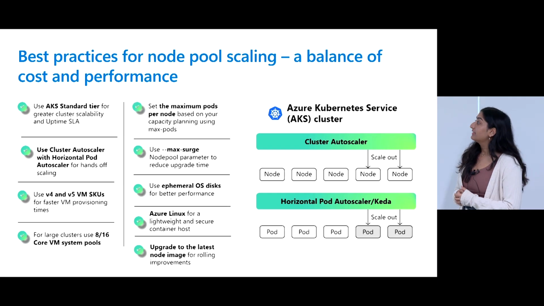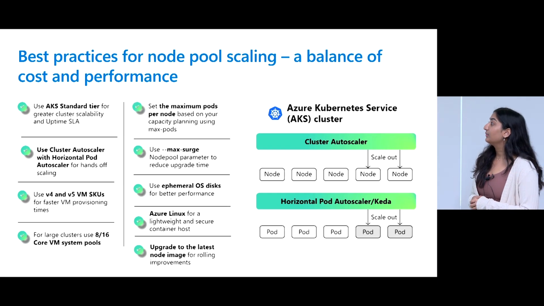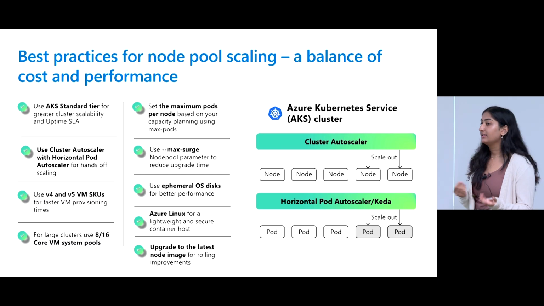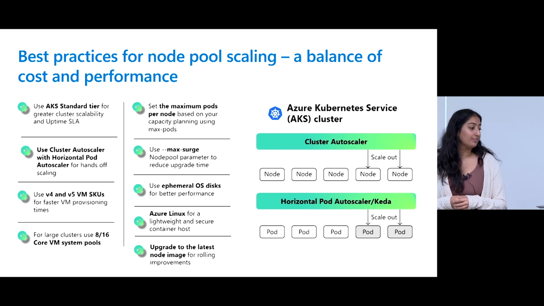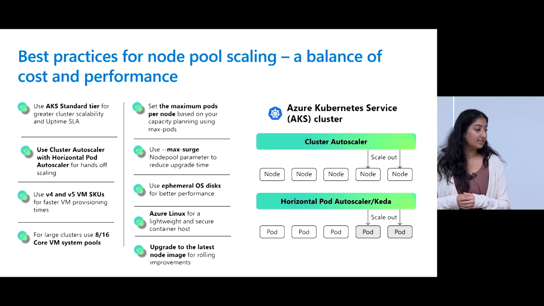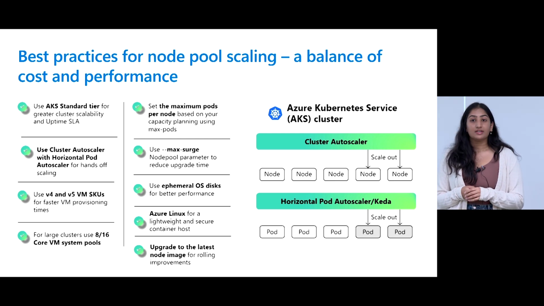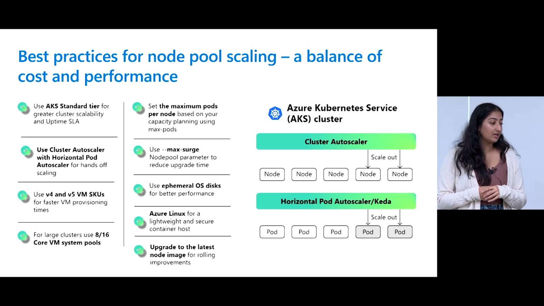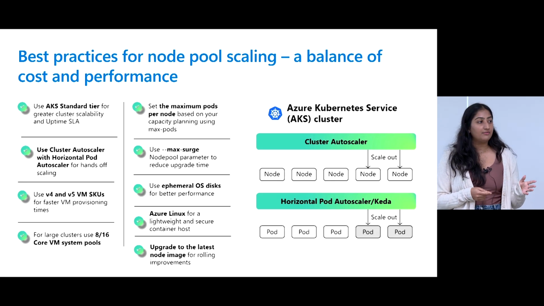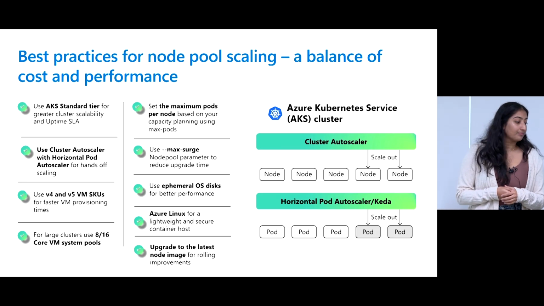So some best practices for node pool scaling. You want to have a balance between cost and performance. So what we recommend is using standard tier for your production and scale workloads. The free tier is not recommended for production, mainly for dev and test environments.